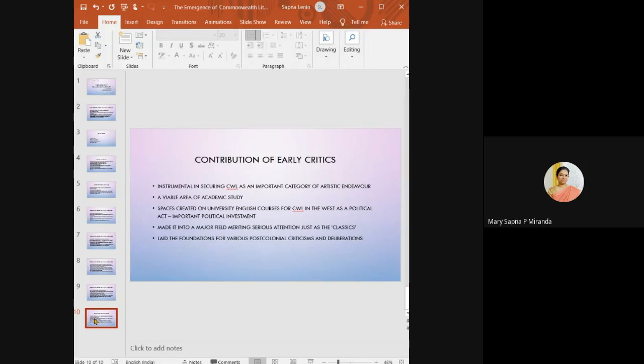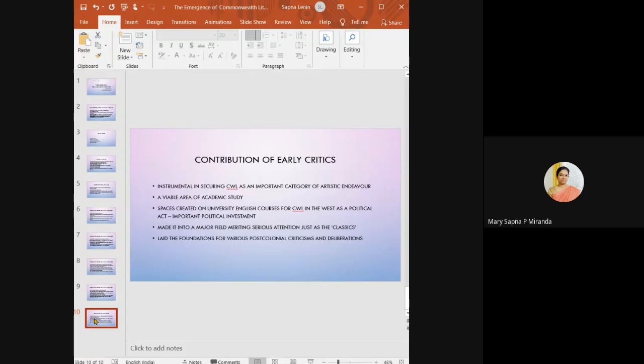So this has been made into a major field meriting serious attention, just like the classics. So you talk about classics along with your other papers and literary criticism. Now we are studying a paper on post-colonial literature thanks to the emergence of Commonwealth literature and these critics. So this laid the foundation for various post-colonial criticism and deliberation. I hope this has gone down with you, and you've understood what the writer is trying to tell us.